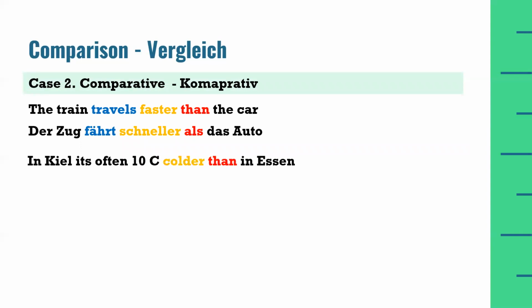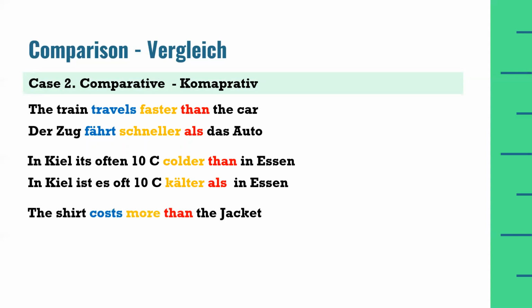In Kiel, it's often 10 degrees colder than in Essen. Again, we are comparing the temperature or the coldness in two cities. And we are saying that one city has a lower temperature than the other, or one city is colder than the other city. In Kiel ist es oft 10 Grad kälter als in Essen.